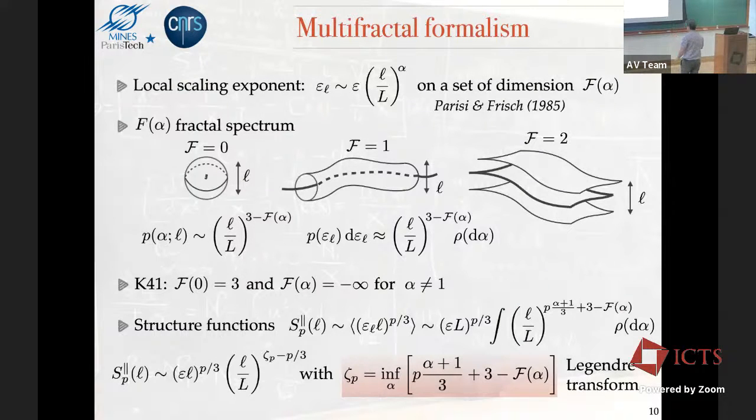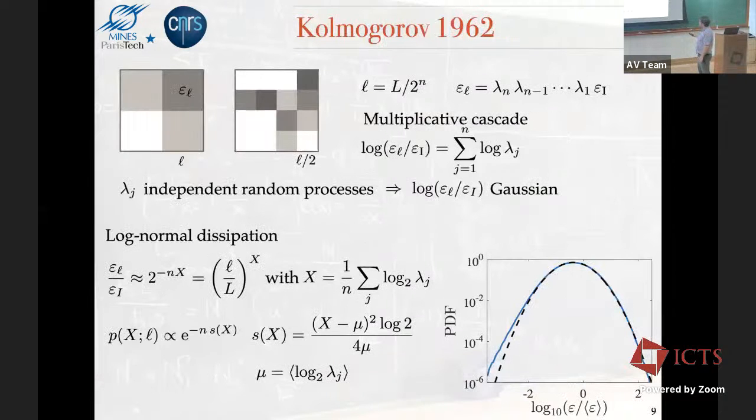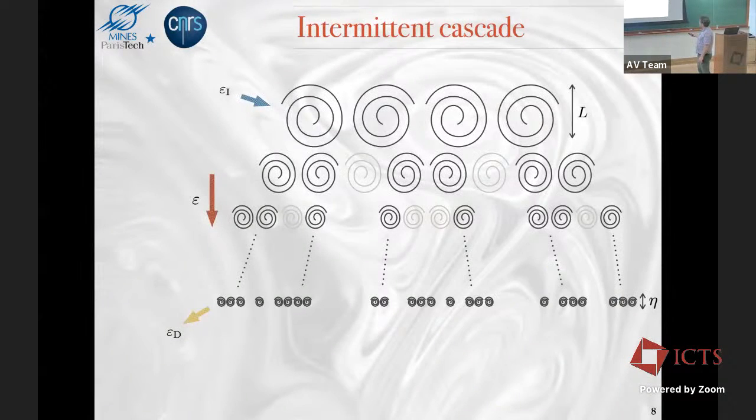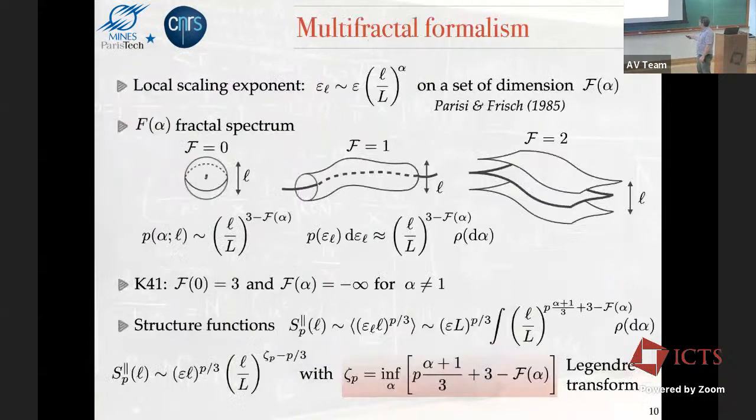There is another way to interpret this, which is through the multifractal formalism. So let me explain. What we assume now is that for a given scale L, epsilon L, where did I define it? I did not define it actually. I'm sorry, I should have defined it.